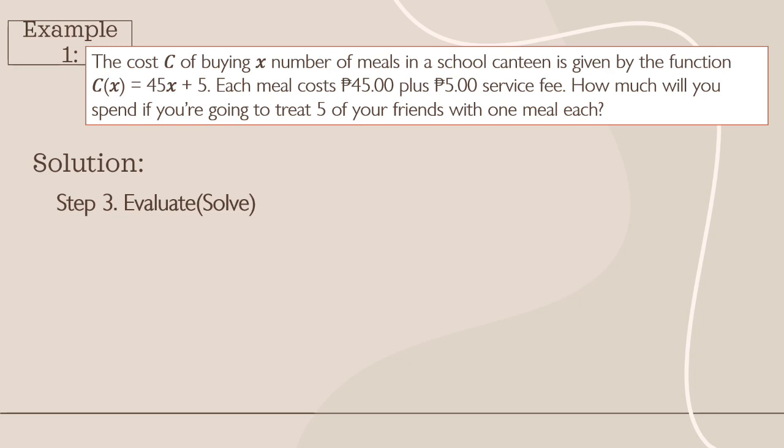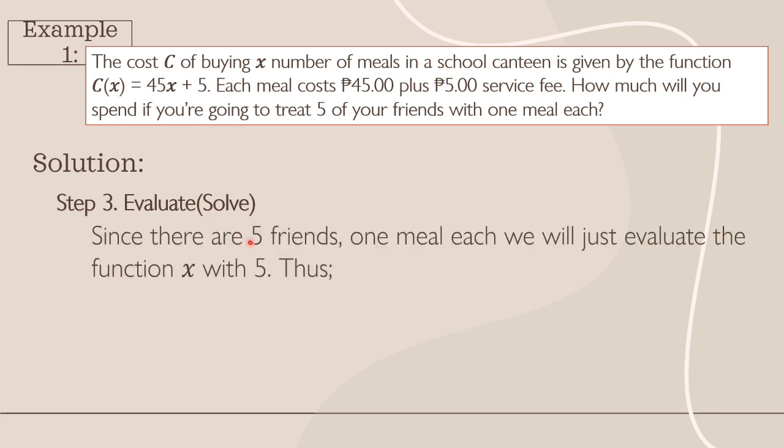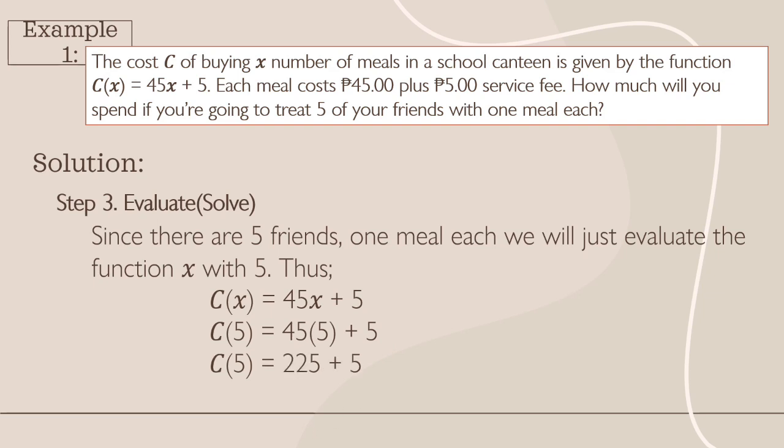Step number 3, solve or evaluate. Since there are 5 friends, 1 meal each, we will just evaluate the function at x equals 5. C of x is equal to 45x plus 5. Applying evaluating a function, we have C of 5 is equal to 45 times 5 plus 5. Then 45 times 5 is 225, plus 5. So what will be the answer? The answer is 230.